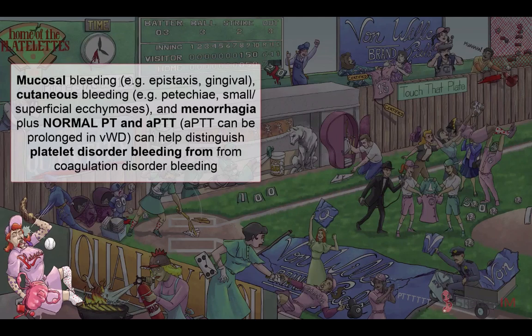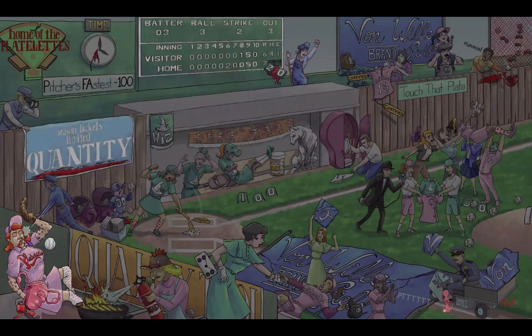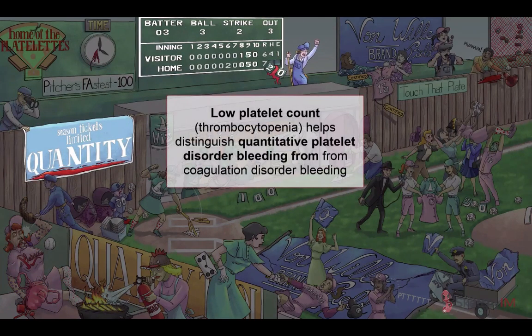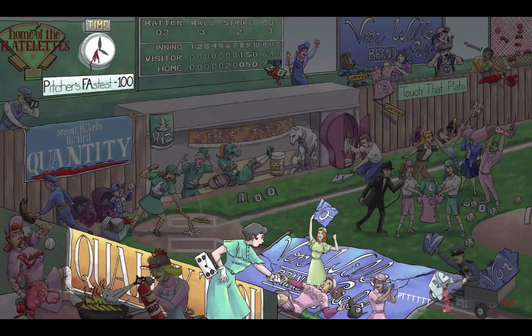We're talking epistaxis or gingival bleeding, asymptomatic petechiae, small superficial ecchymoses, and menorrhagia. Also, bleeding usually occurs immediately after vascular trauma and is rarely delayed. Get a platelet count, which is part of the CBC. This distinguishes a quantitative platelet disorder. A blood smear is used to confirm.